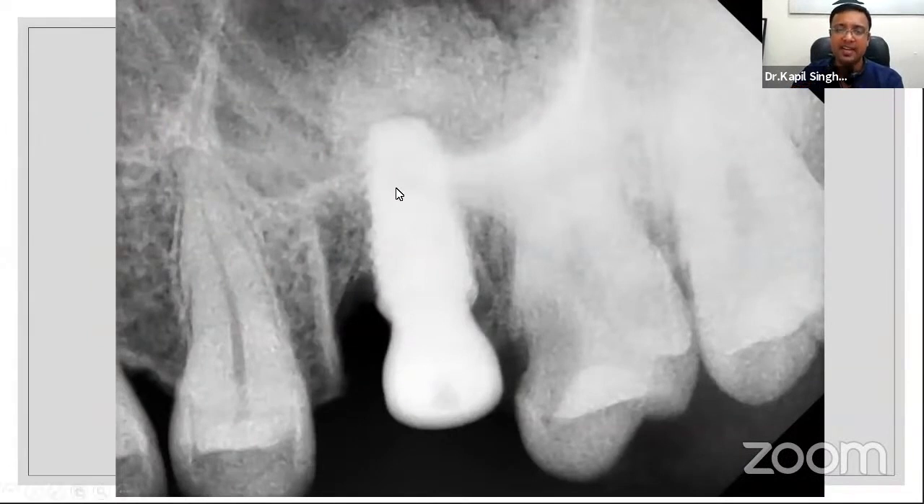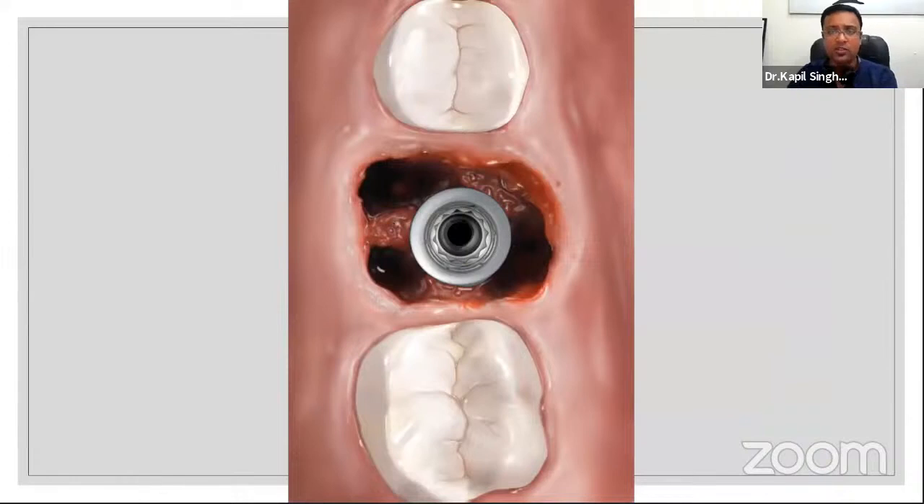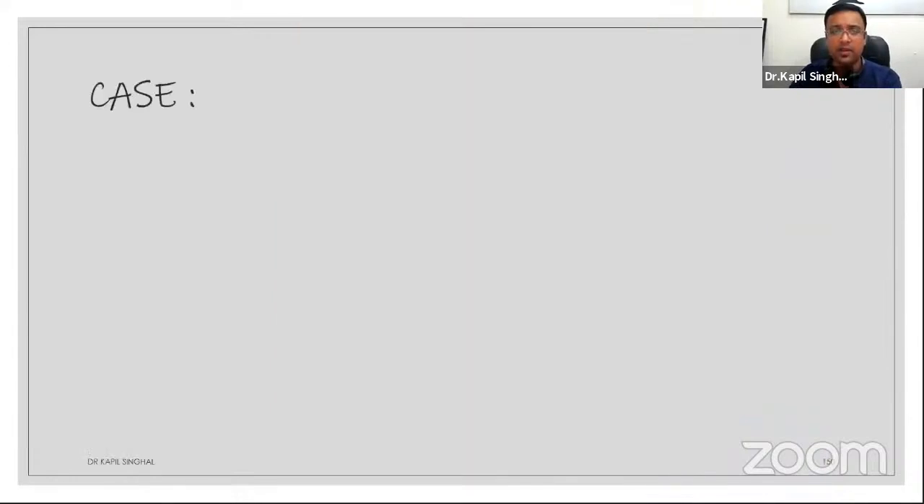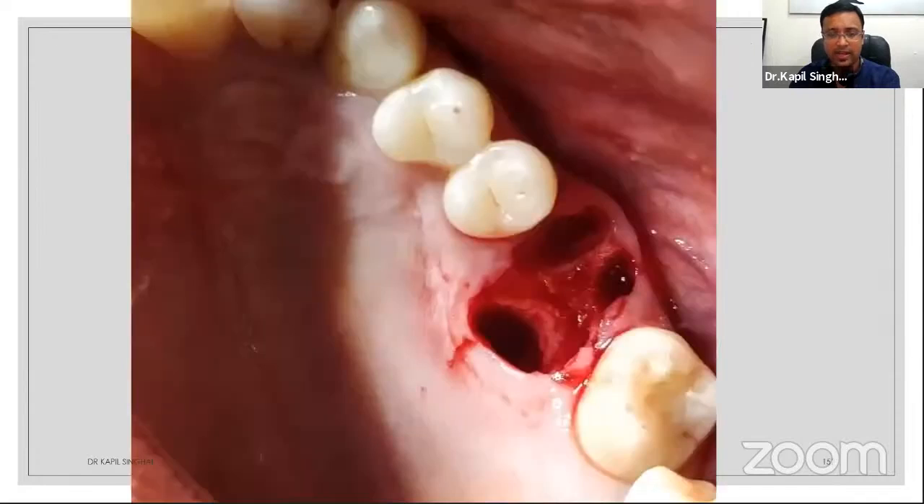See, this implant is exactly in the center. We did an indirect sinus lift also in this case, but my implant should be in a correct position. Okay, so the implant should be present interdentally in a correct 3-dimensional position. This was a tooth which was grossly decayed. We extracted the tooth, and you can see the 3 sockets cleanly.